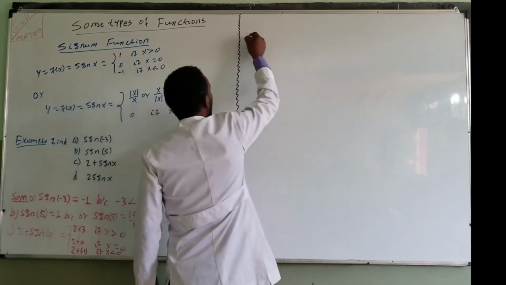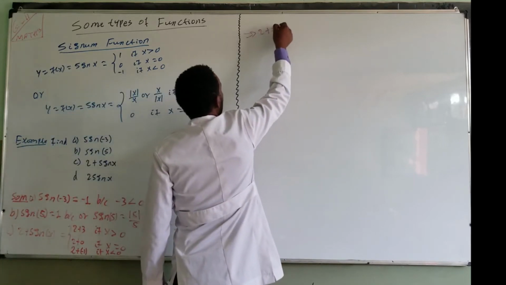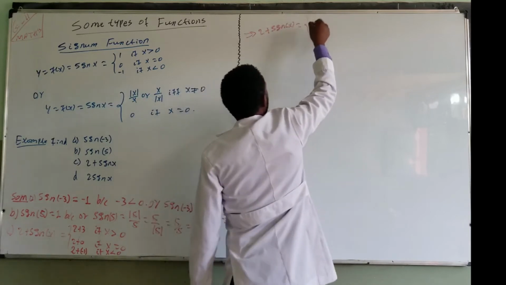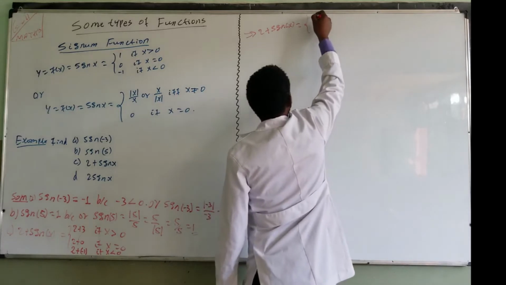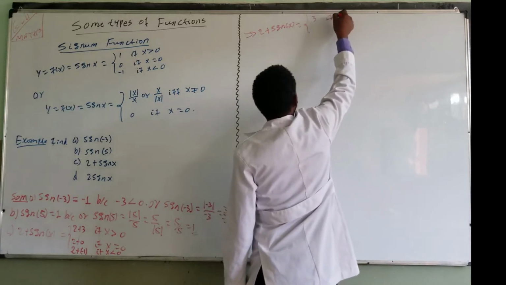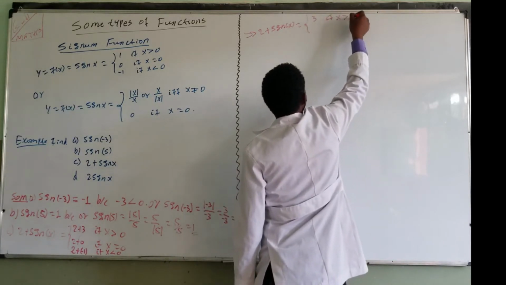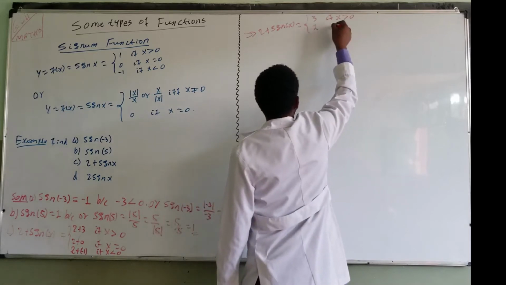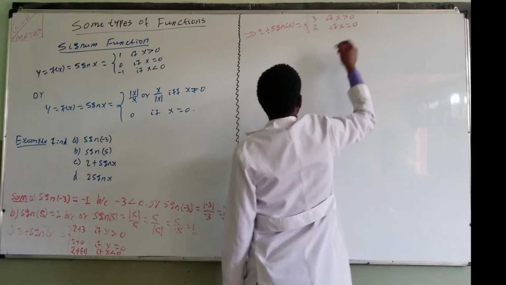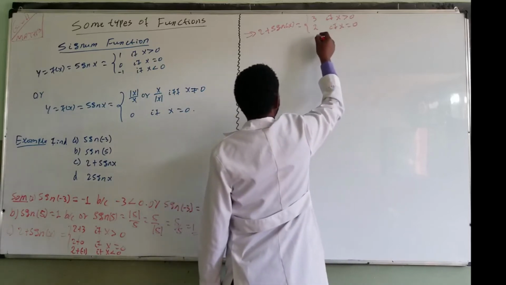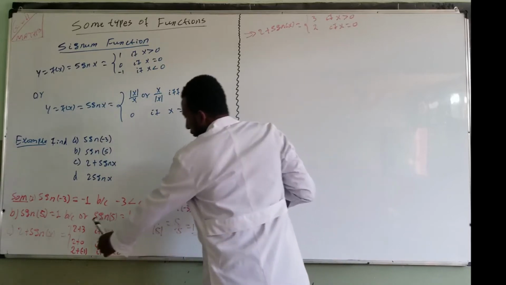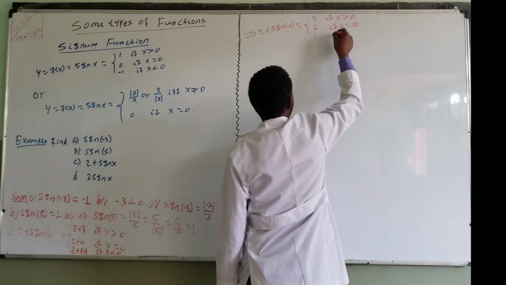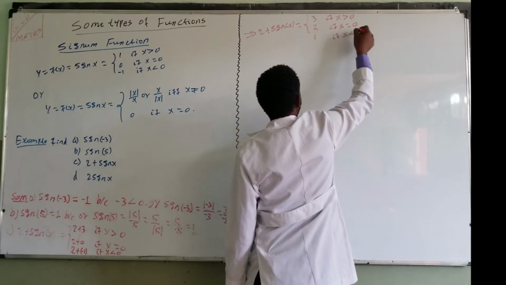Therefore, this implies that 2 plus signum x is equal to 3 if x is greater than 0, and 2 if x is equal to 0, and 2 plus -1, which means 2 minus 1, which is equal to 1 if x is less than 0.